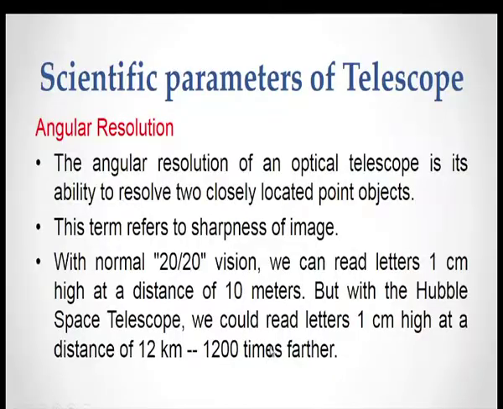Like that, the development of the telescope has led astronomers to view celestial objects more clearly and more sharply. To understand the telescope more clearly, we need to understand certain scientific parameters. Those are the angular resolution of a telescope, the magnifying power of a telescope, then the f ratio of a telescope.